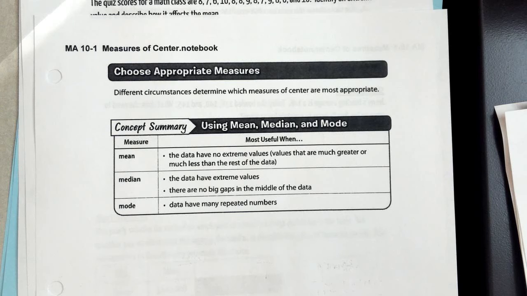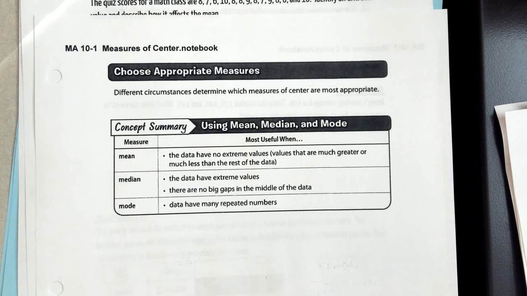So if there are no extreme values, meaning there's no number that's a lot higher or a lot lower than the rest of the information, that's when we use the mean, when there's not an extreme value. We use the median if there is an extreme value, and meaning there's no big gaps in the middle of the data. Because that's kind of going to come into when we're talking about spread, that they're not super spread out. Okay? If they're super spread out, then we can't really name that there might be an extreme value.